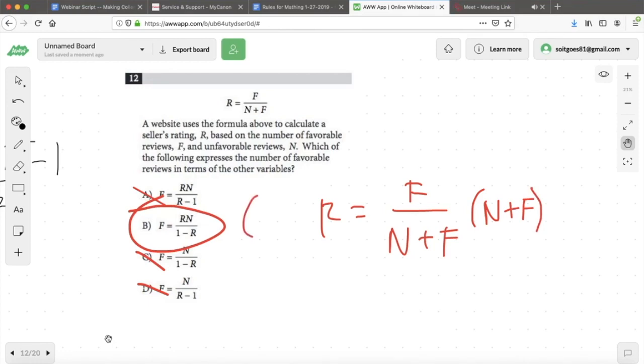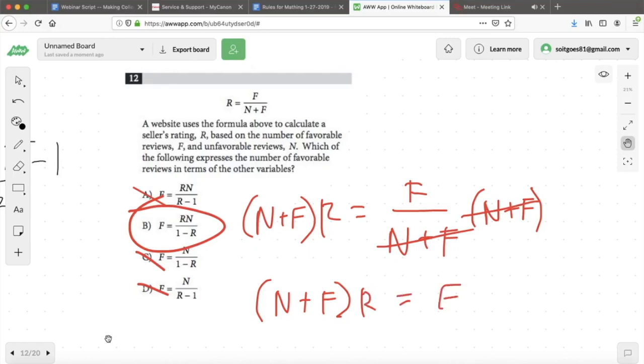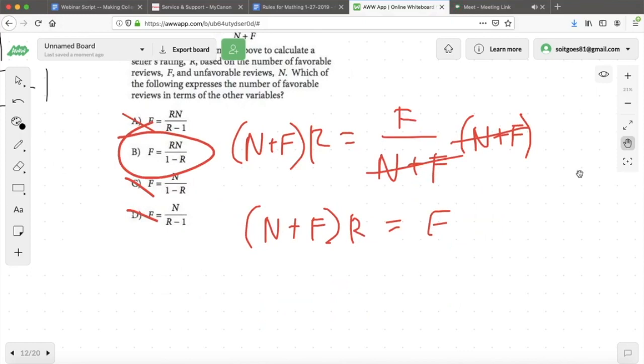Both sides. Remember the golden rule of algebra: what you do to one side, you've got to do to the other side. Don't forget that. If you just multiply by F, that's not good enough, because you're not going to get rid of the denominator on the right-hand side. But if you multiply by N plus F, then those cancel out, because you've got an N plus F in the numerator and N plus F in the denominator, that becomes 1. And the left-hand side, you've got N plus F times R equals F. Does that make sense so far, guys? Yes. Everybody else? Make sense? Okay.